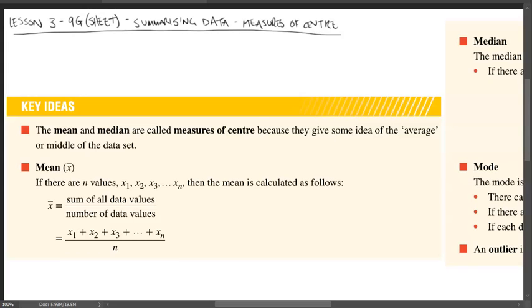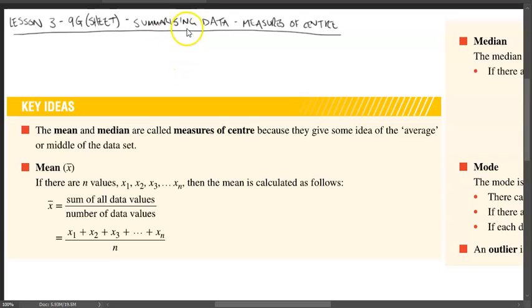What's good, 10.5? Mr. Herman here, and this is going to be lesson 3, exercise 9G, which is found on a sheet encompassed in Microsoft 365, just from a different textbook. And this will be looking at summarizing data, measures of center.